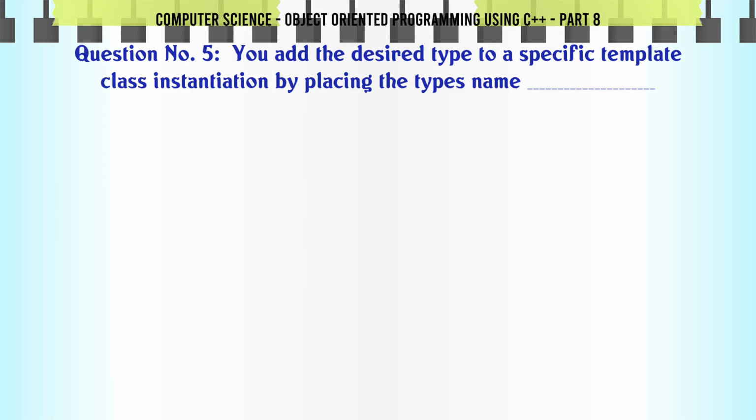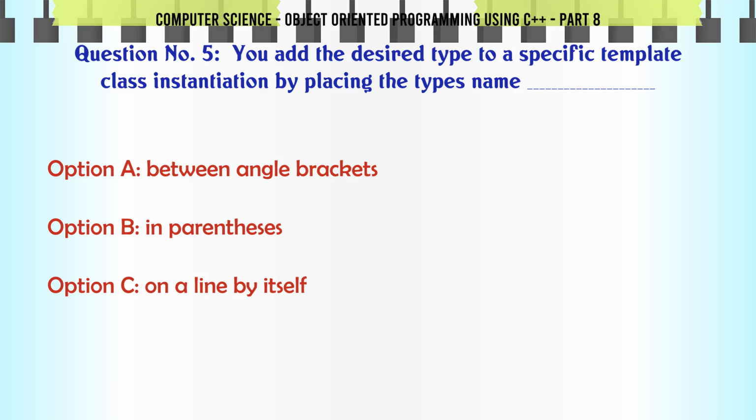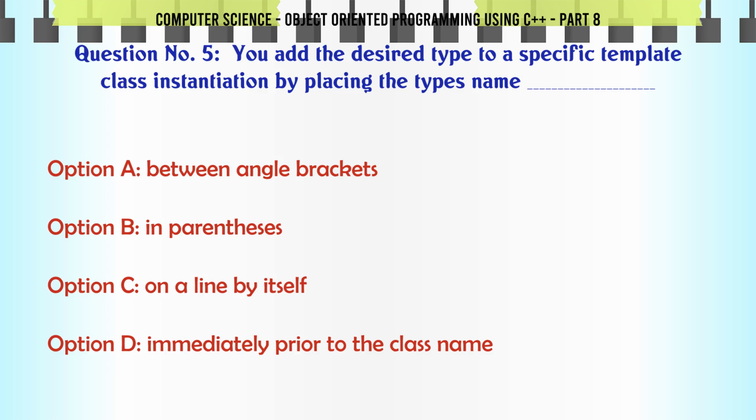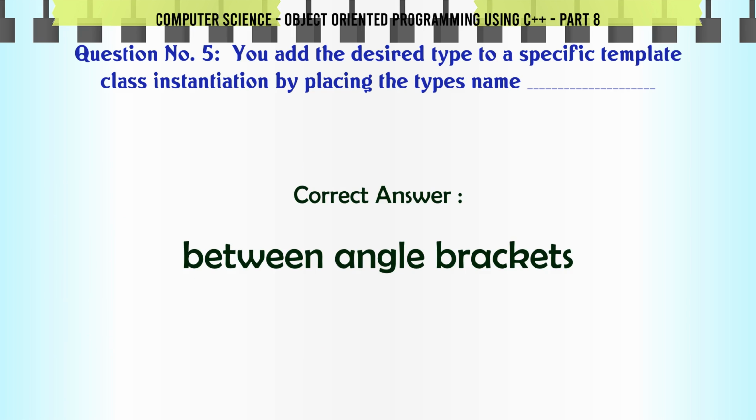You add the desired type to a specific template class instantiation by placing the type's name A. between angle brackets. B. in parentheses. C. on a line by itself. D. immediately prior to the class name. The correct answer is between angle brackets.